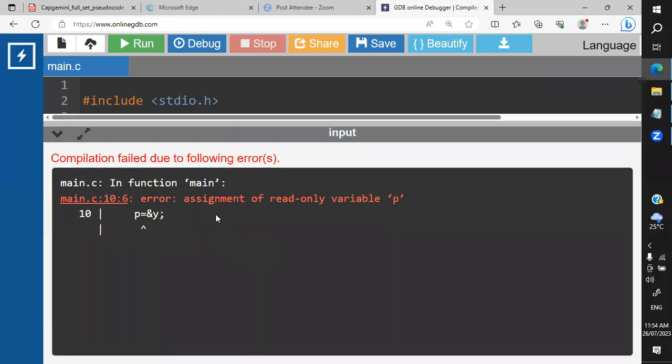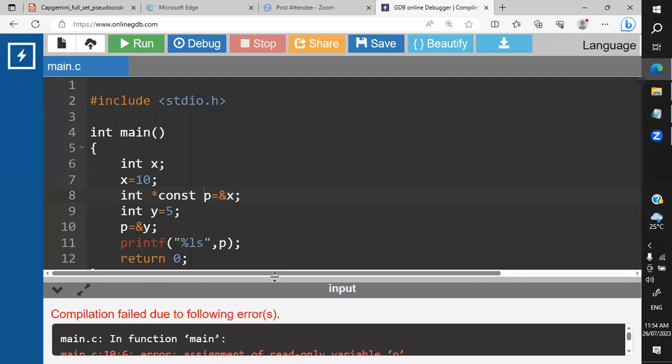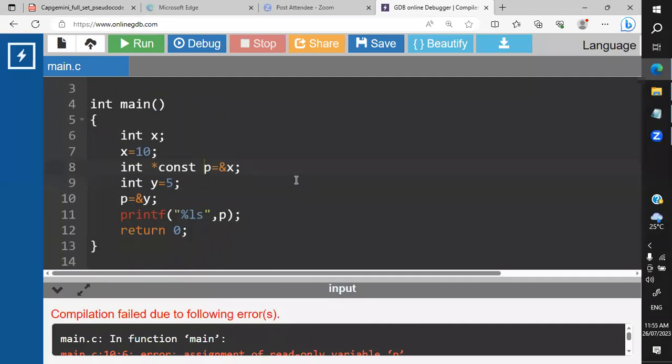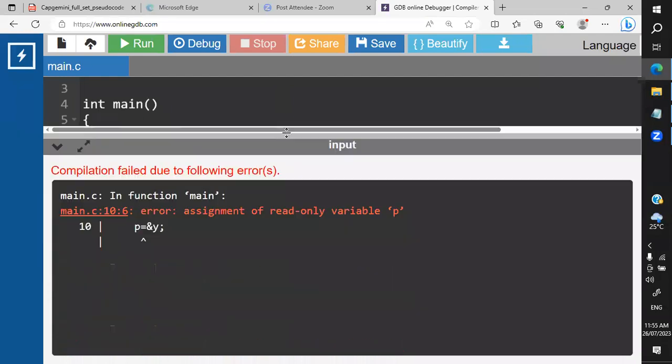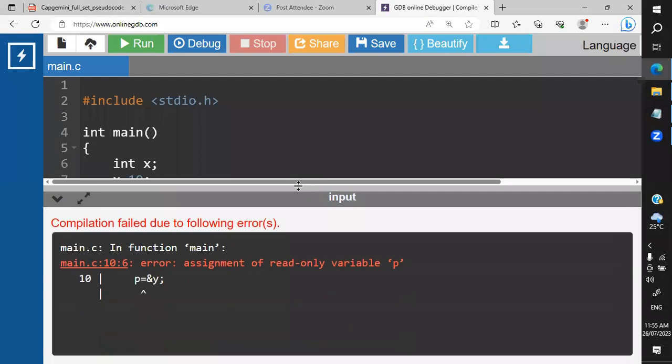Yeah, see here. Assignment of read only variable p. Constant means what? Read only variable. You are trying to modify it. It's not modifiable. I hope you got it. Read only variable error. Understood? I hope everyone. Cool. Let's go for the next one. I hope it's clear, everyone.